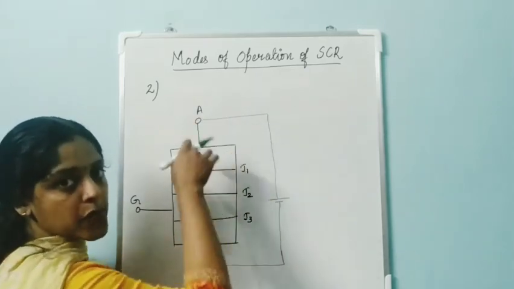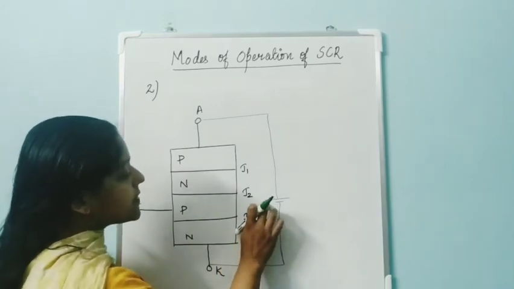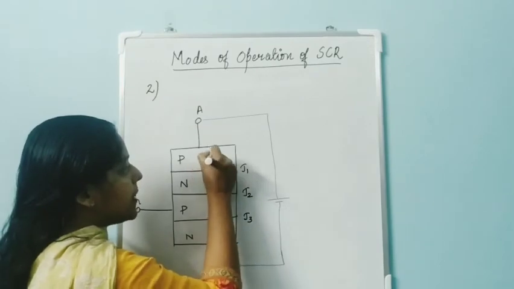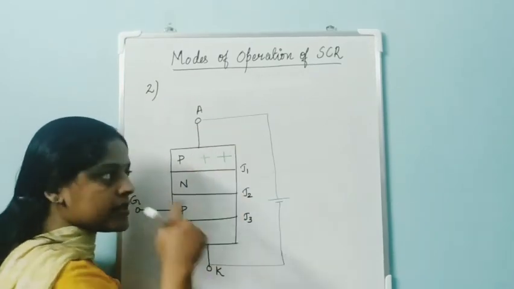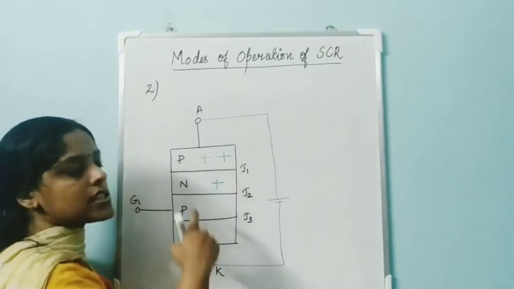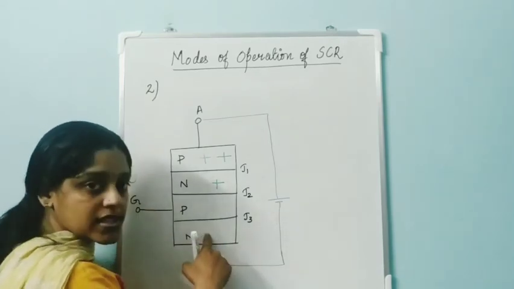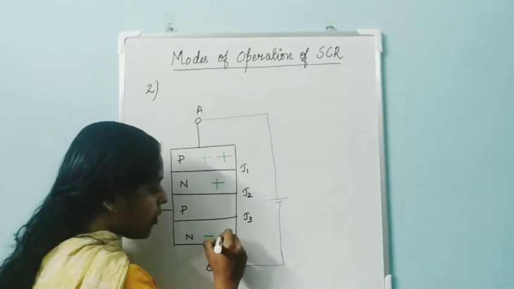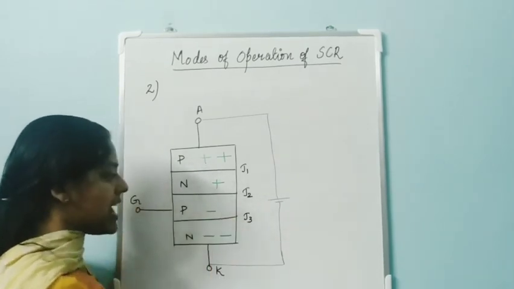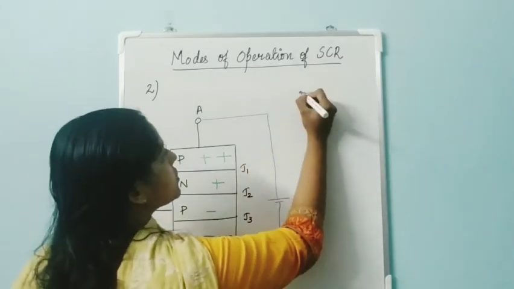Now let's analyze what is happening inside these layers. Here, like the previous case, I can write the positive terminal is directly connected to the P region. So I can say that the P region will be more positive. That means 2 plus. And the N region will also be positive but less positive compared to this P region. Now the negative is directly connected to this N region. So I can mark it as more negative. And P region is also negative but it would be less negative. Now let's analyze each junction. What about junction J1?